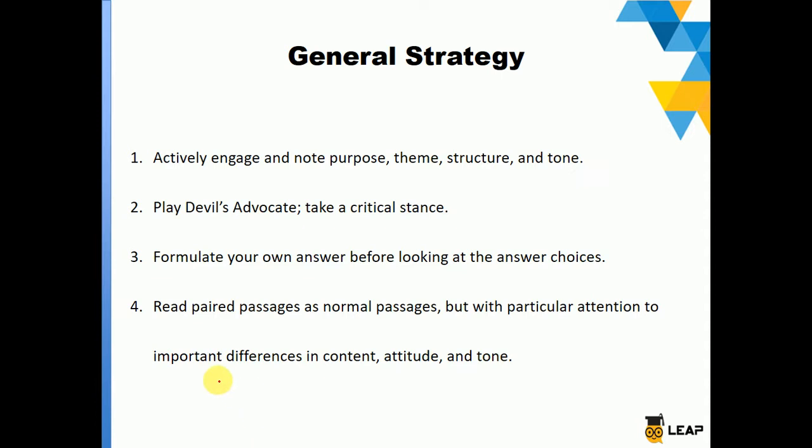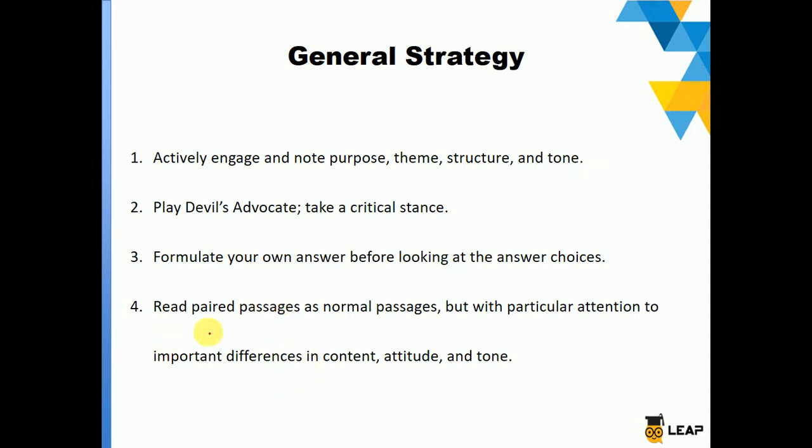The last point of the general strategy is you should learn to read paired passages as normal passages. Like I mentioned to you in my previous video, the new SAT has something called dual passage questions, wherein more than one passage will be given to you, ideally only 2 of course. And for both passages, you'll be asked to compare and contrast important crucial information that is mentioned in the passage.